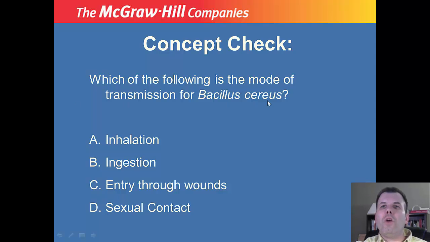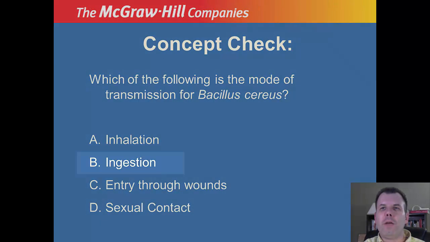Okay. So, which of the following is a mode of transmission for B. cereus? Is it through inhalation, ingestion, entry through wounds, or sexual contact? So, B. cereus was the foodborne illness. What one would you think this one would cause? And I should really move the slide to the other spot. So this doesn't make a whole lot of sense, but maybe it does. So, which one do you think it is?